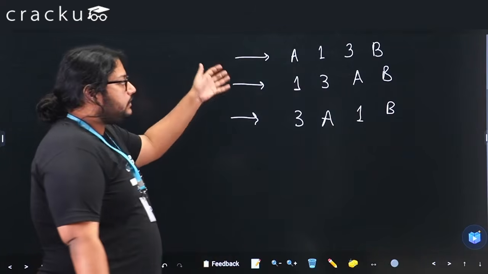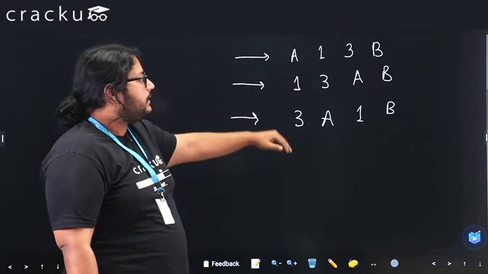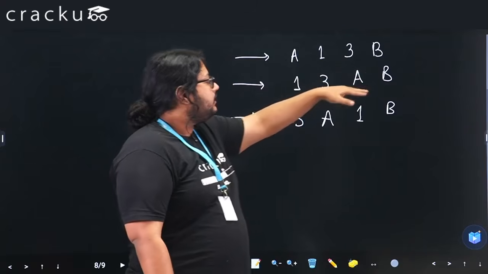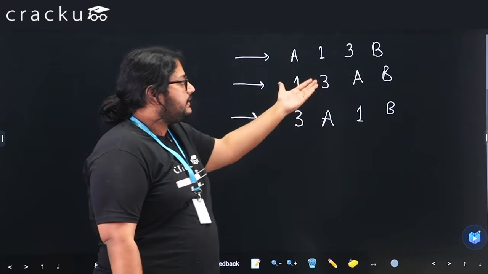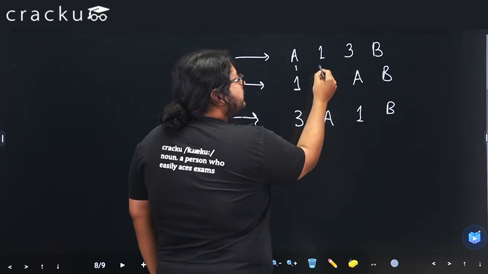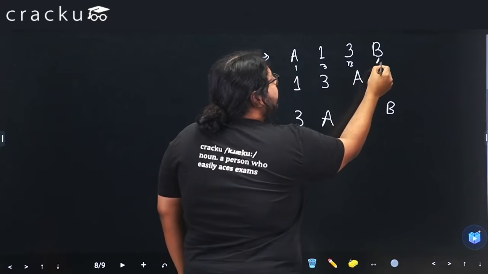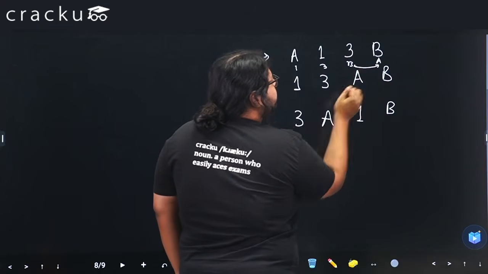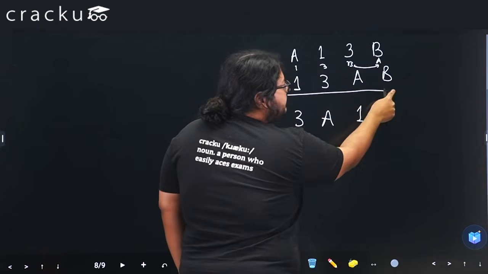We basically need to figure out what's happening. So what's happening here is, this is the entry. In the first step, everything is moved this side. So this comes to be 1 3BA, and then the last one is interchanged. So in the first step, this is the output.